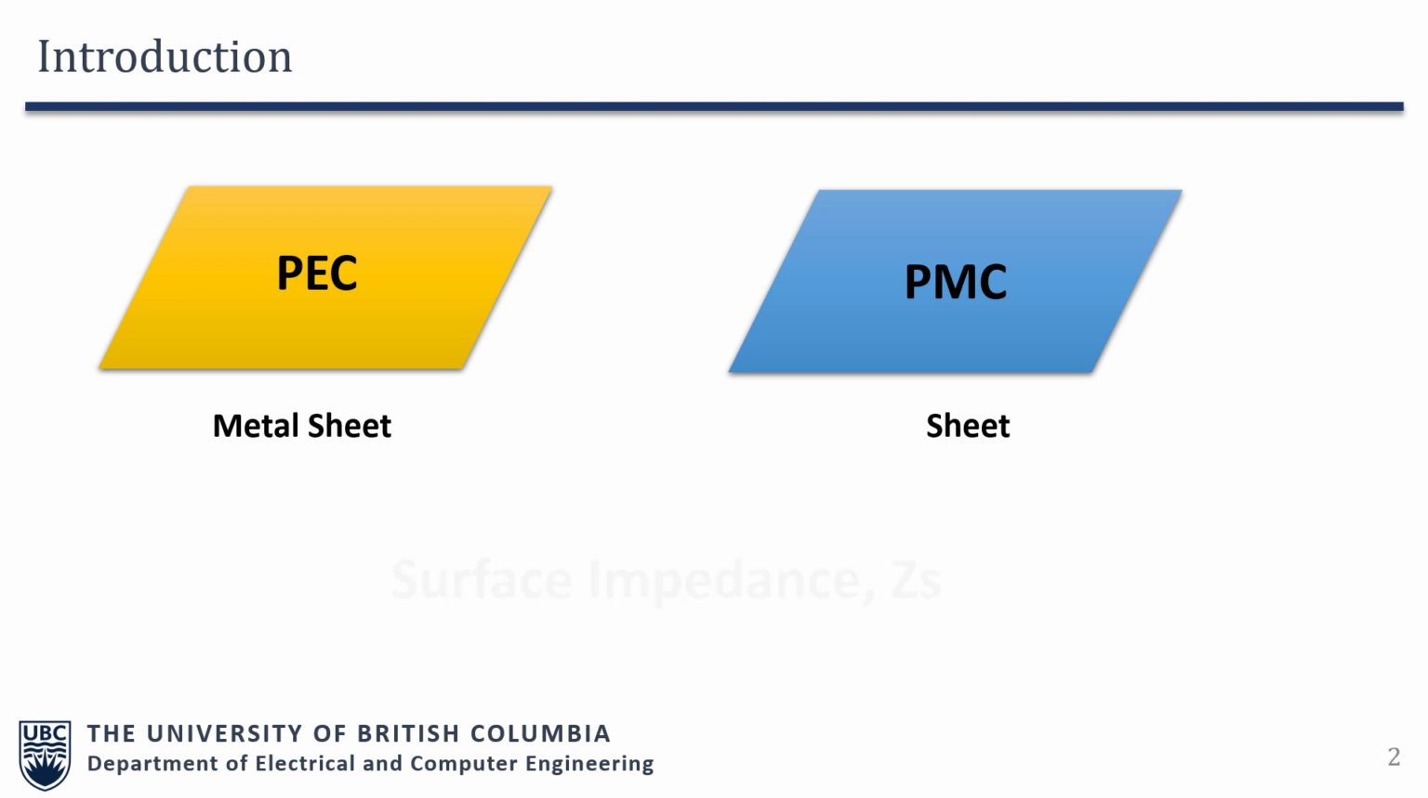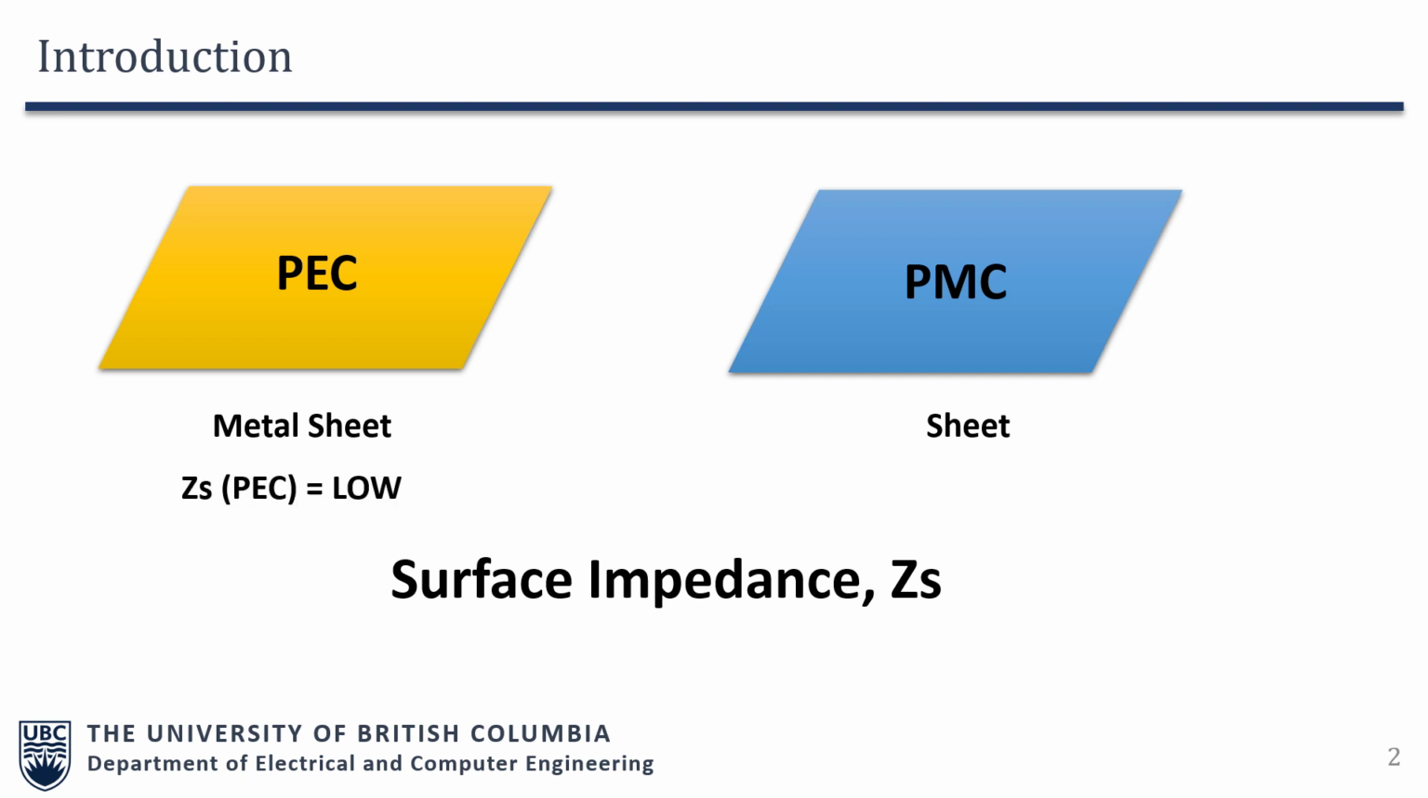We can characterize this property of a surface in terms of a single feature called surface impedance, denoted as ZS. For the metal sheet, we have very low surface impedance, and as for the PMC, it has a very high surface impedance. Although in nature we don't have an instant or ready-made PMC, we can definitely mimic this behavior in terms of our own custom design. And we will be seeing in the later part of this presentation how we can mimic this property by using different mechanisms.